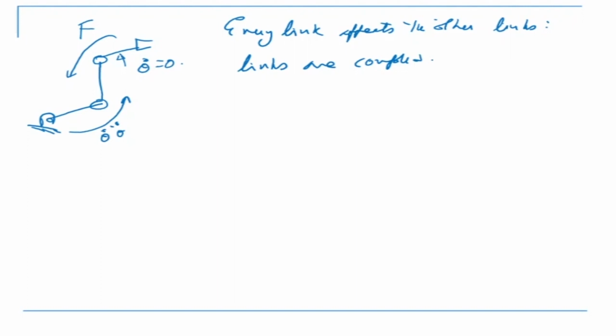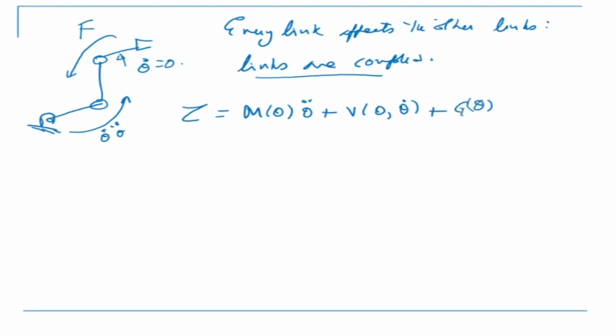Okay, now this means that the links are coupled, and we have our dynamic equation, which is tau is equal to M(theta) theta double dot plus V(theta, theta dot) plus G(theta). Okay, this is our dynamic equation. Now this is basically telling us that this is a non-linear differential equation. Okay, so first of all, it's a non-linear differential equation which is governing this. Second of all, this is a coupled system, which means that every link is affecting the other link. So in reality, it is not a single input single output system.